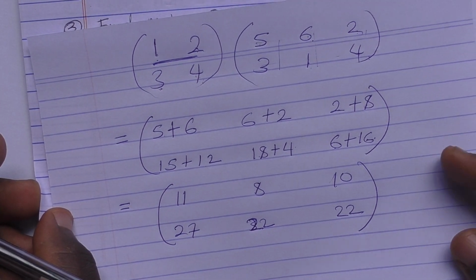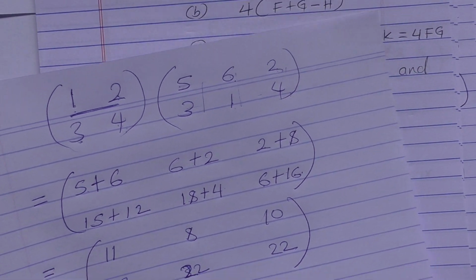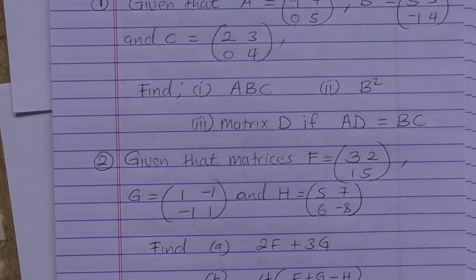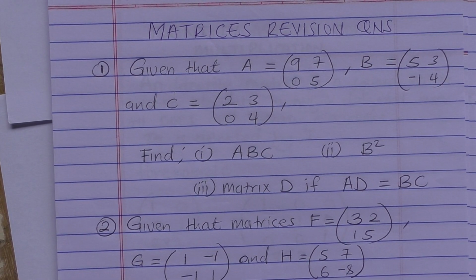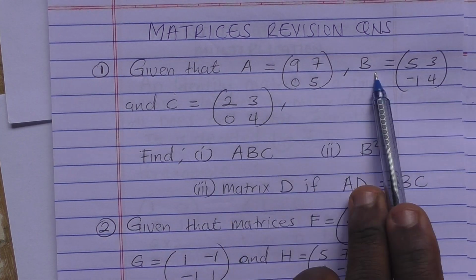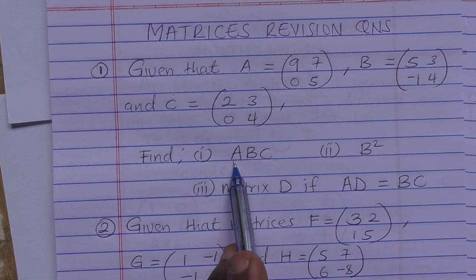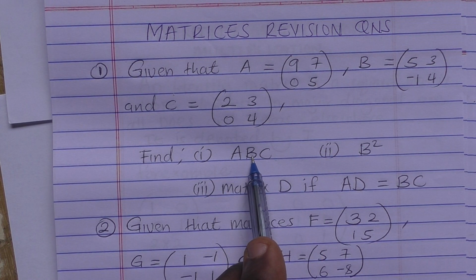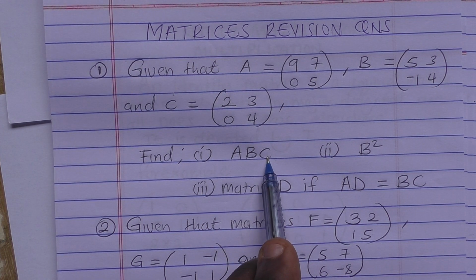So after looking at those examples, please, I want you to also try out. These are some of the trial questions. I want you to try them out. In our first question, we have 3 matrices. We have A, B, and C. They are asking for ABC. Now in ABC, we shall first multiply A and B. Then after getting a single matrix for AB, we now multiply it with C to get ABC.